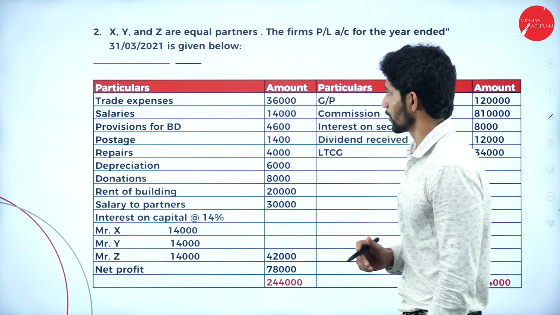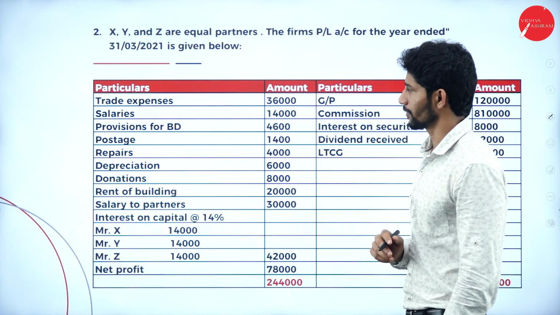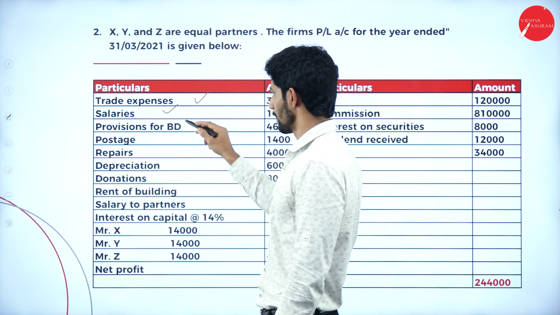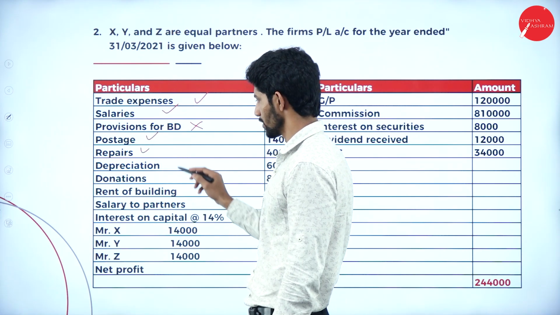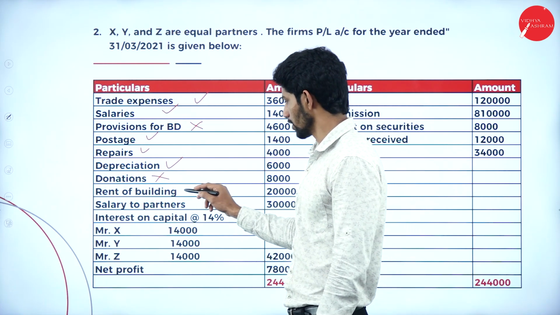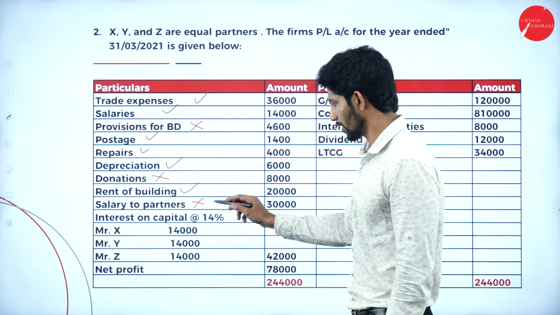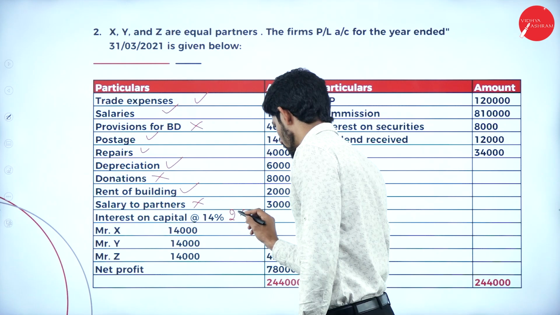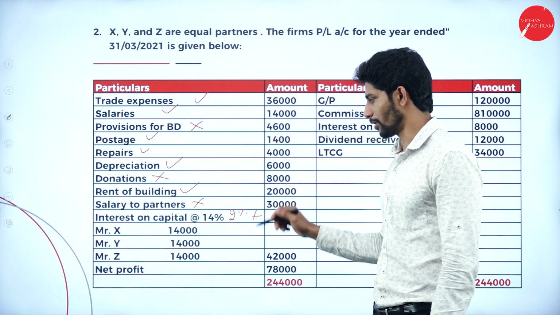Moving on to the next problem. X, Y, Z are equal partners. The firm's profit and loss account for the year ended 31st March 2021 is given below. Trade expenses, business. Salaries, business. Provision, not a business expenditure. Postage, business. Repairs, business. Depreciation, business. Donation, not a business expenditure. Rent of building, business. Salary to partners, not a business expenditure. Interest on capital: 2% you are supposed to add back because he is paying 14%, so 12% is exempt and the remaining 2% is added back to the net profit.